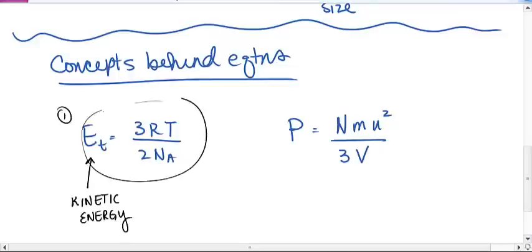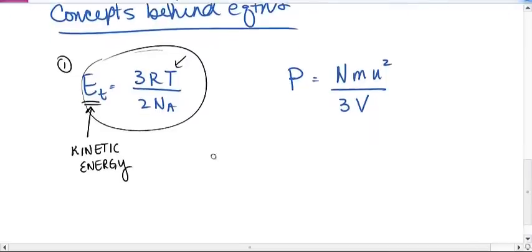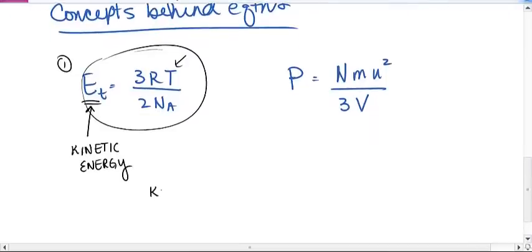So here's what we can learn from this statement. Kinetic energy is directly related to temperature. So kinetic energy is proportional to temperature, which is one of the tenets of the kinetic molecular theory. If temperature goes up, the kinetic energy goes up. N sub A, this is Avogadro's number, 6.02 times 10 to the 23rd.